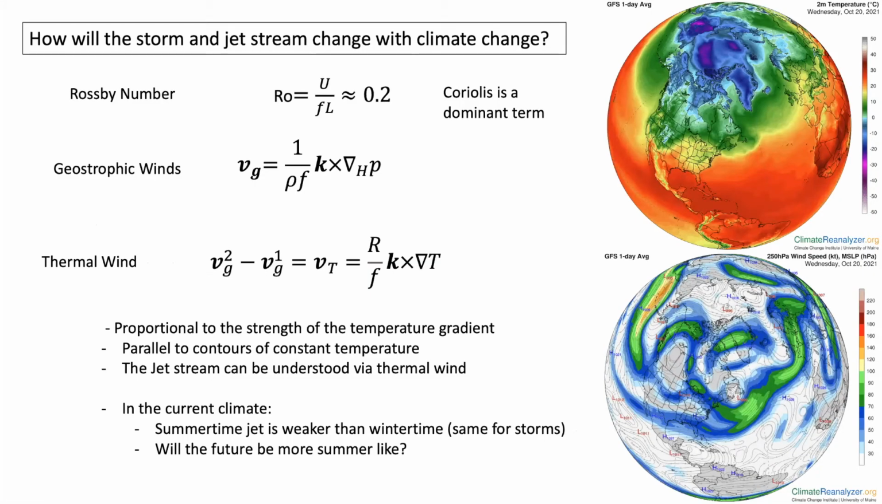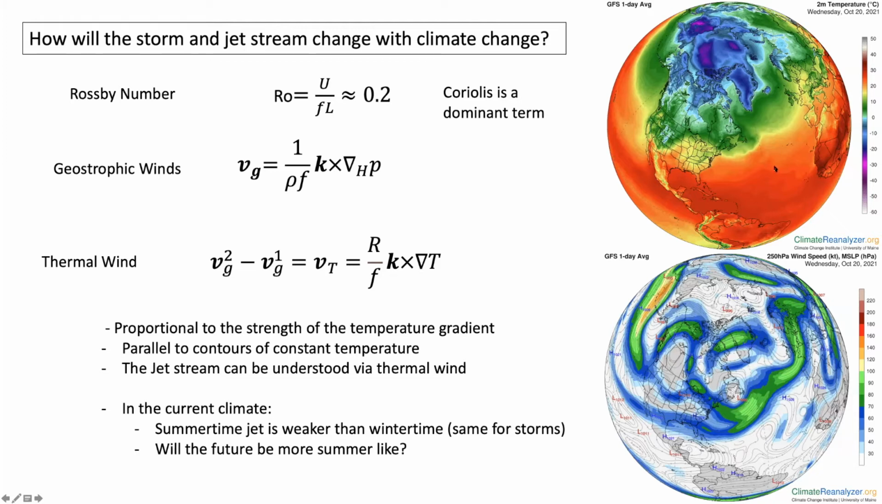Okay, so how will the storm track and jet stream change with climate change? So if we go back and remember, most of the flow in the atmosphere has a small Rossby number, and therefore the Coriolis term is dominating. We can think about the winds as just being geostrophic winds, and therefore they're flowing parallel to our pressure contours. And then if we look at the difference between the geostrophic winds at an upper level and a lower level, we refer to that as the thermal wind. And this difference in the strength of the wind relates to the temperature gradients.